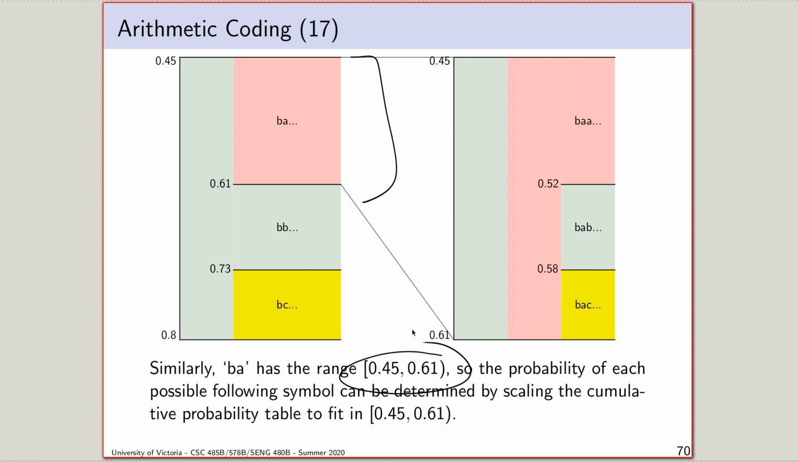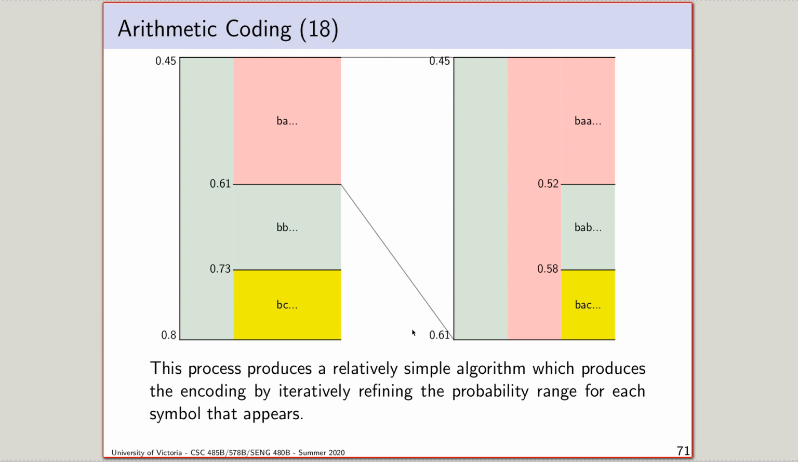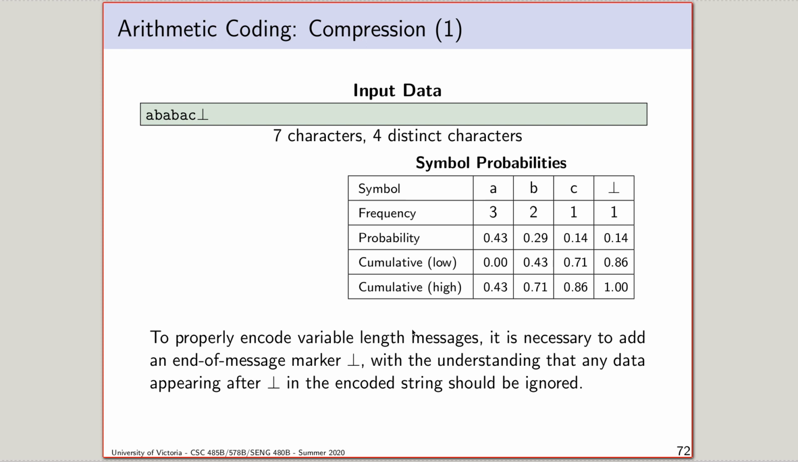Now, you might think, obviously, we're going to have an issue if my message is 1,000,000 characters long. I'm going to need a huge number of places of decimal precision. Yes, that's going to be a problem. But if we're talking about real numbers in the abstract sense, that's not a problem in this lecture. So that actually produces a pretty simple algorithm. All I'm doing is a bunch of scaling operations and looking things up in tables. So let's run through it.